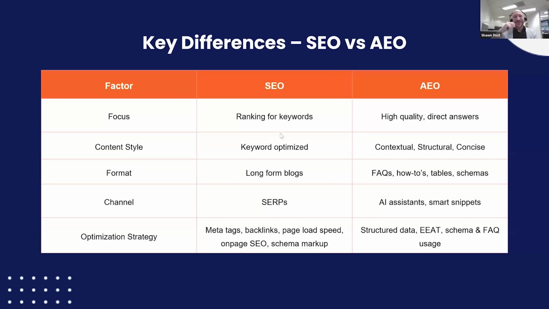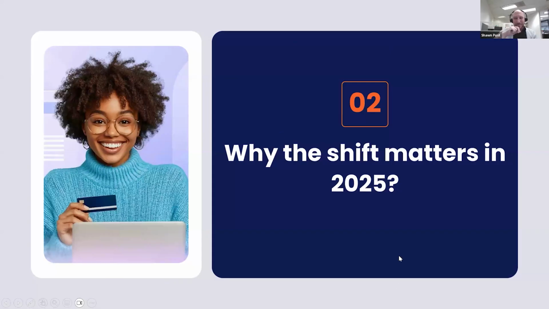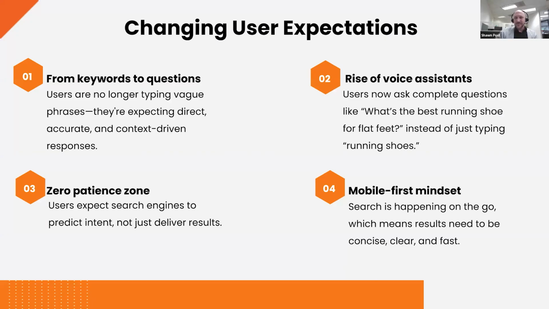Okay, so Satish, we can look at why AEO matters. Why this shift matters. So remember I said think about your search experience, how it changed. We've moved recently from keywords to questions. Users are no longer typing vague phrases. They're expecting direct, accurate, and context-driven responses.